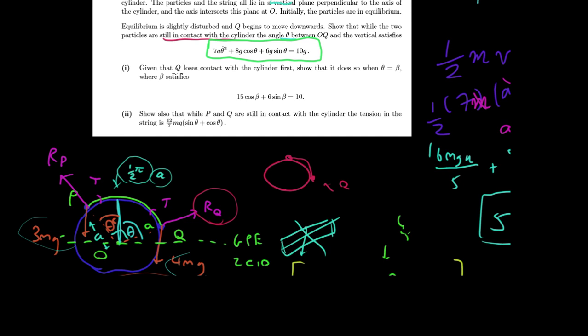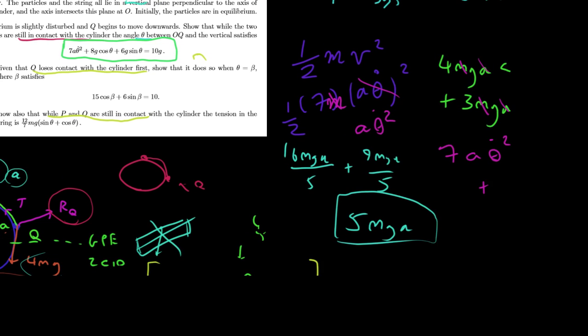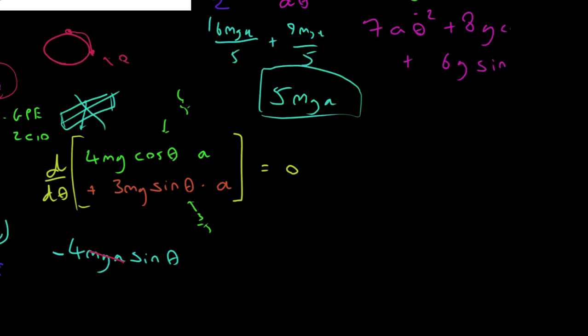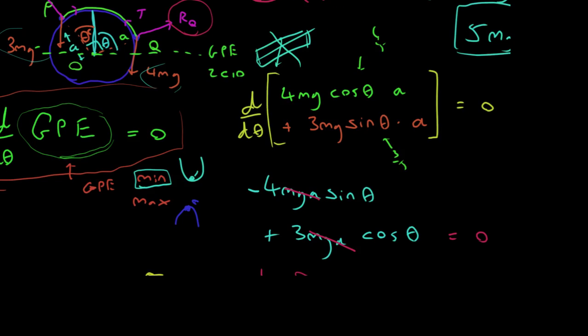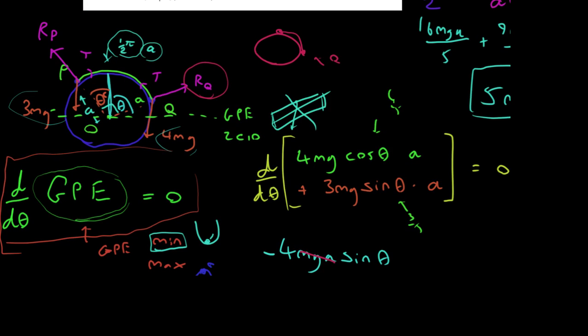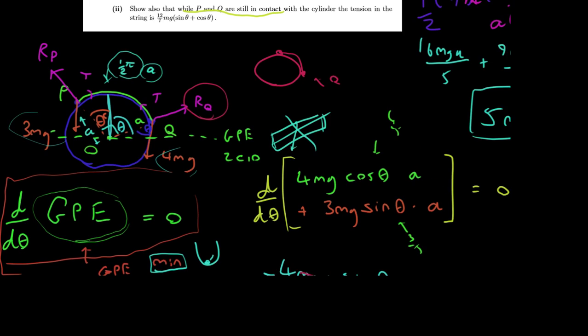So Q loses contact with the cylinder first, show that when it does. We can still use that equation that we've now derived, while they're in contact. Now, we can set up an equation such that when Q loses the reaction, what is the force? Can we resolve, what can we do in F equals ma for that? Can we do Newton's second law for that?